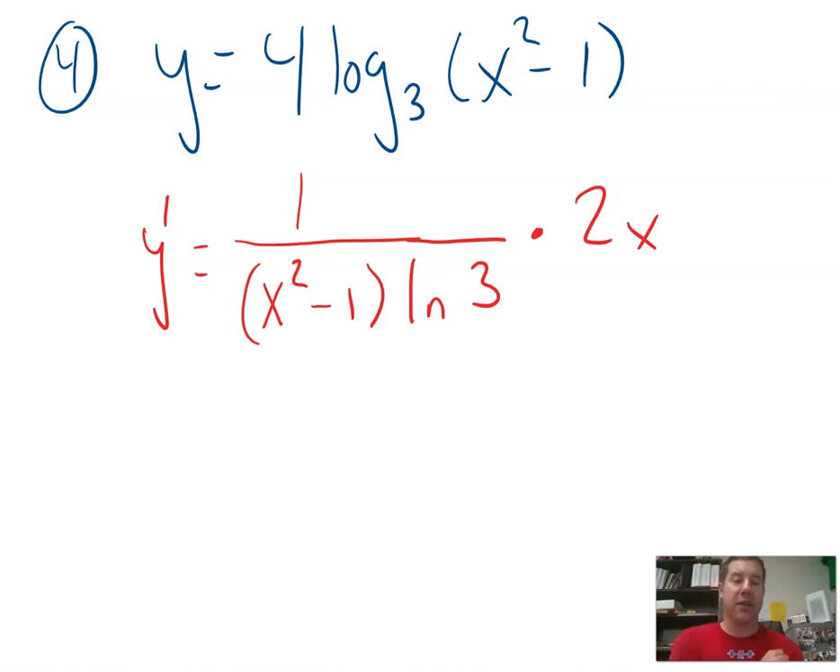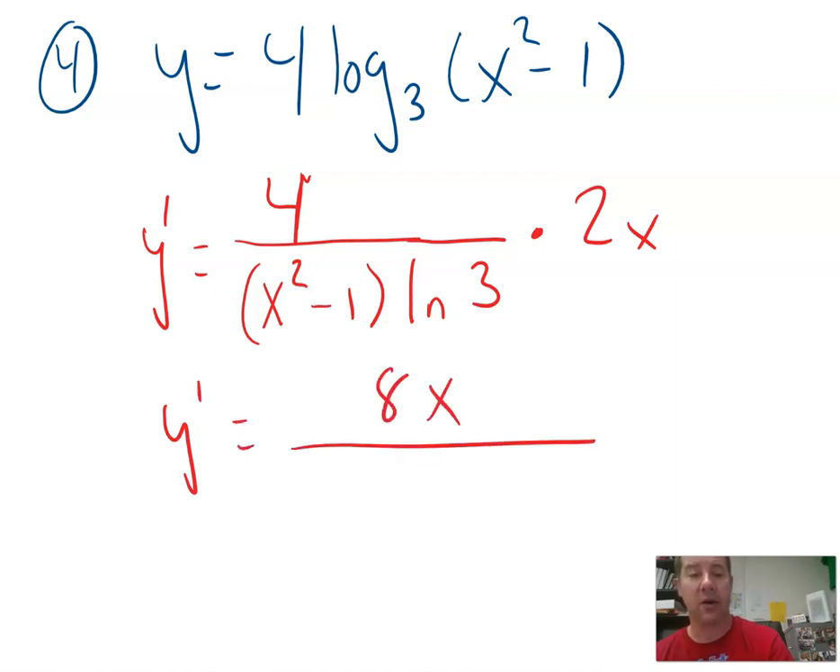And then as I was doing this, I wanted to ignore that coefficient, but I can't ignore putting it in my answer, so I'm going to throw that 4 back up on top of this. Okay, 4 times this stuff would be 4 on the top of that. And now I can simplify this. y prime would be 8x over x squared minus 1 times ln of 3.